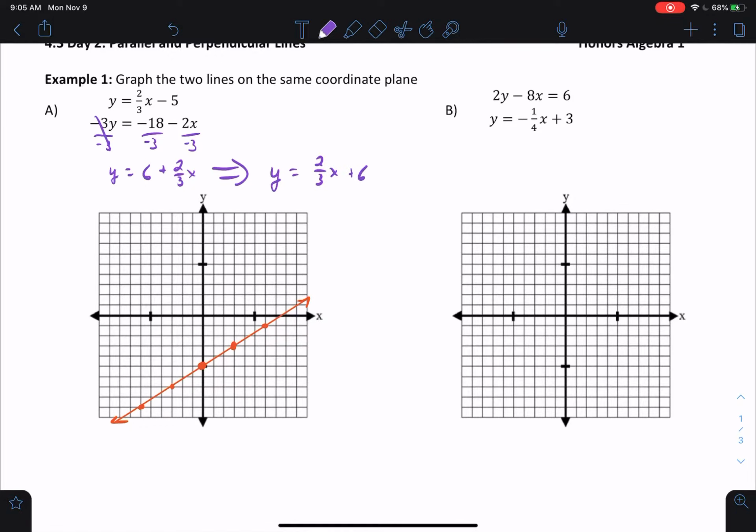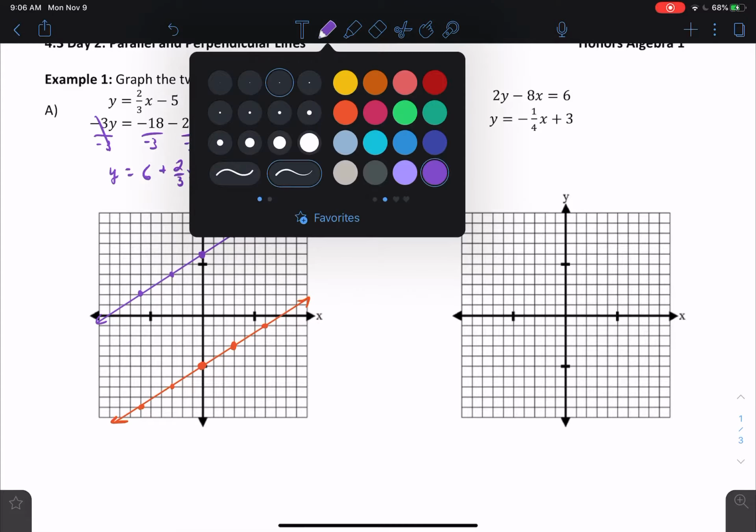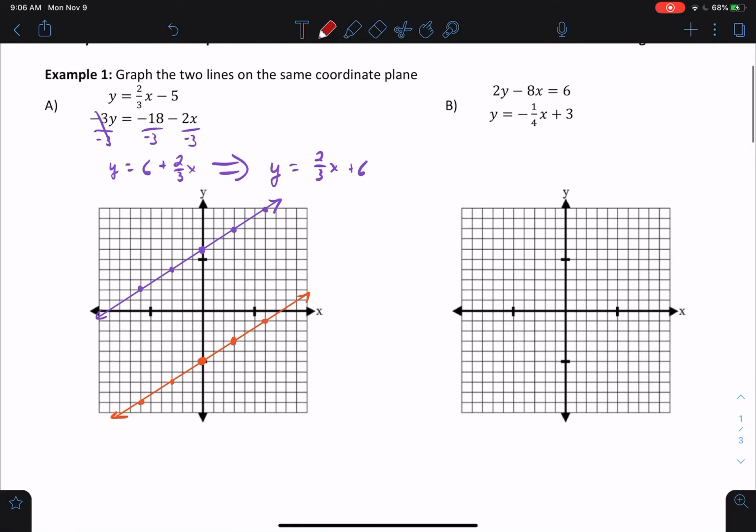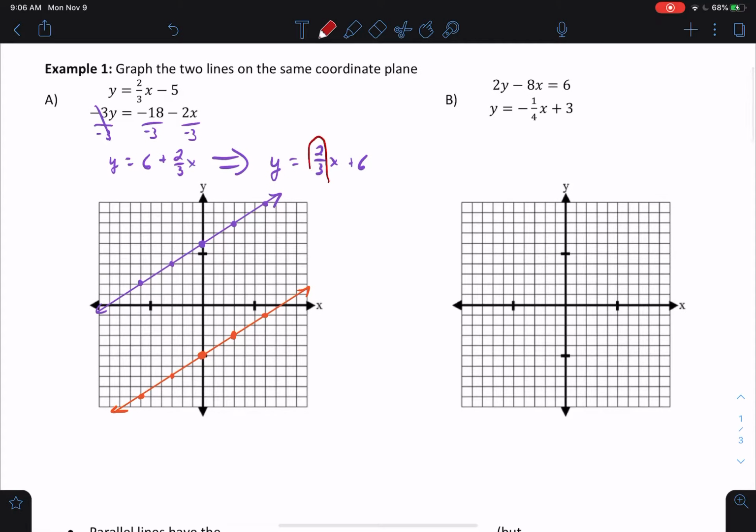All right, if I'm going to graph this, I'm going to start at 6. I'm going to go up 2 over 3, up 2 over 3, or down 2 to the left 3. Okay? If I connect the dots here, I will get that line. What do you notice about the equations of these two lines? Well, the equations of these two lines have the same exact slope but different y-intercepts.